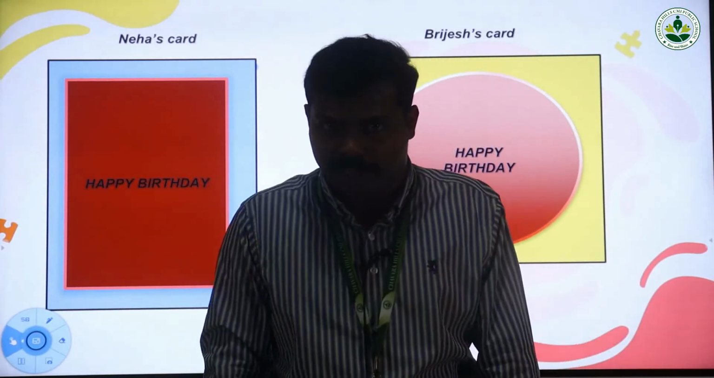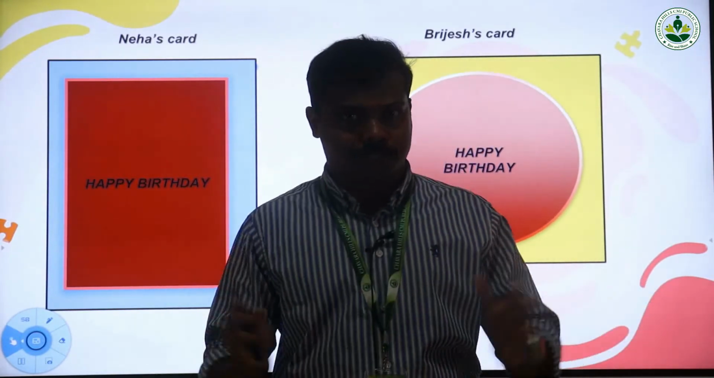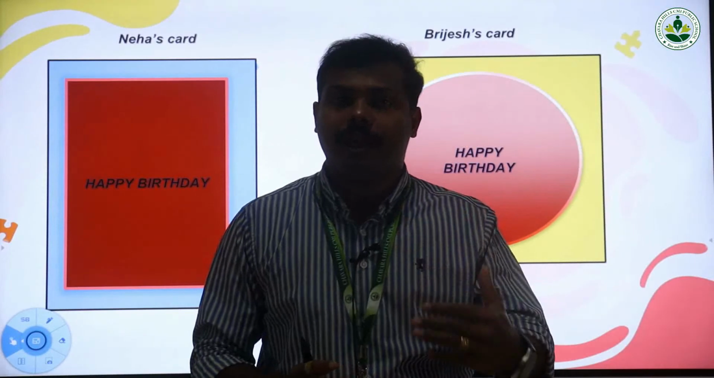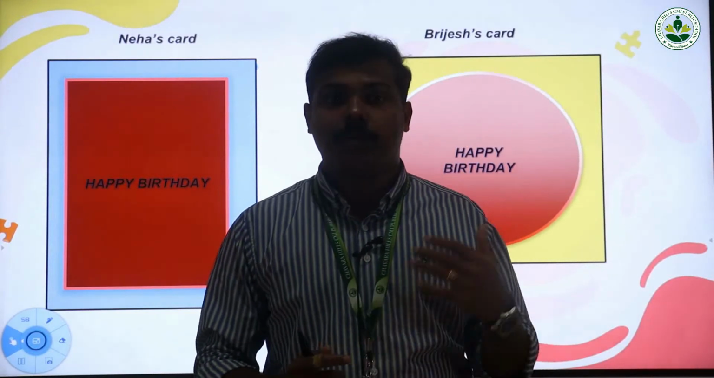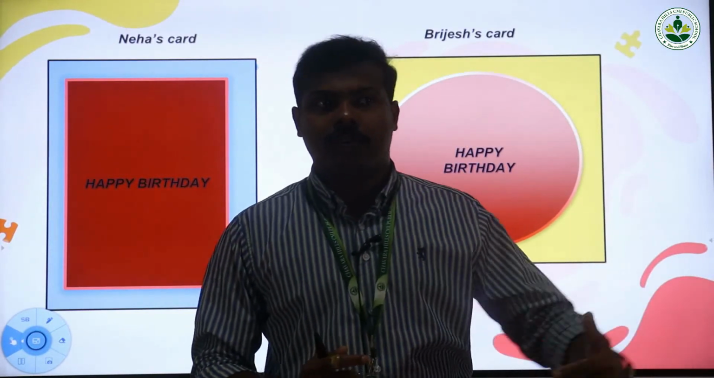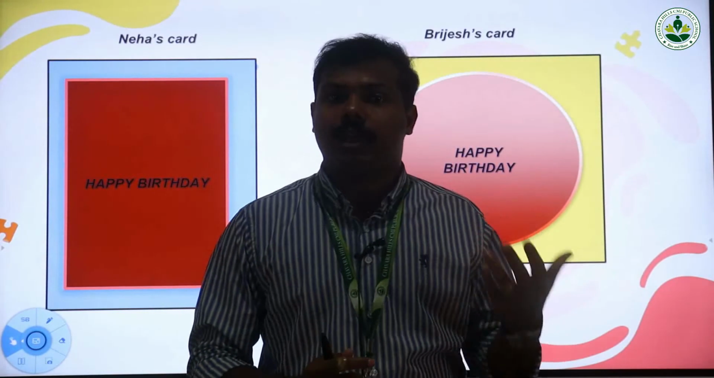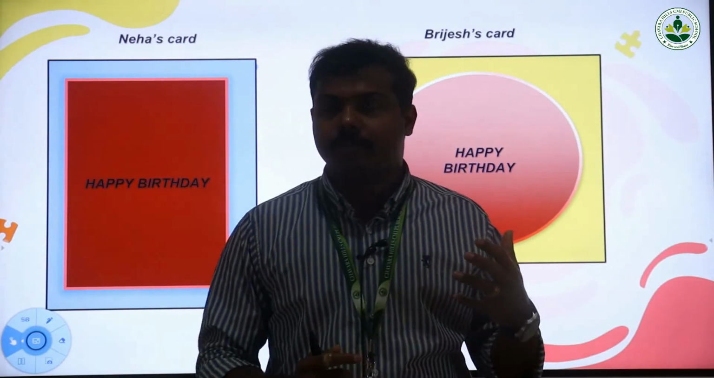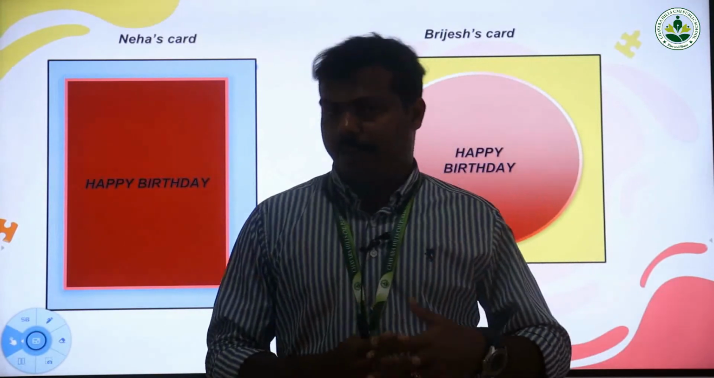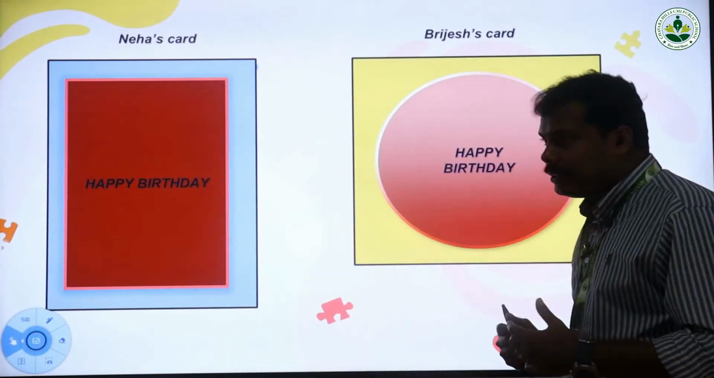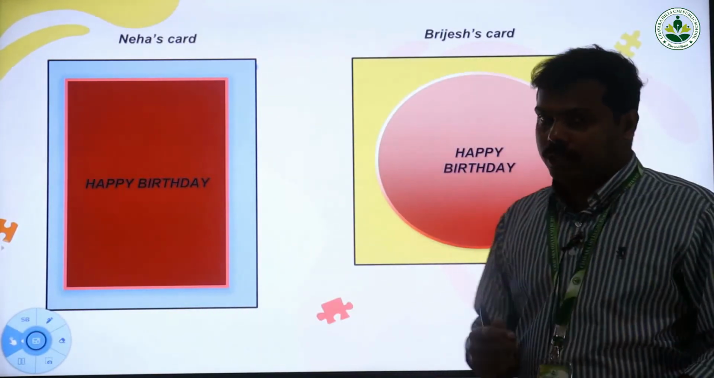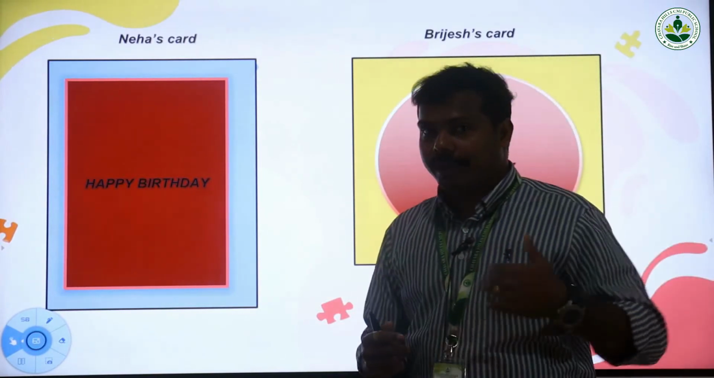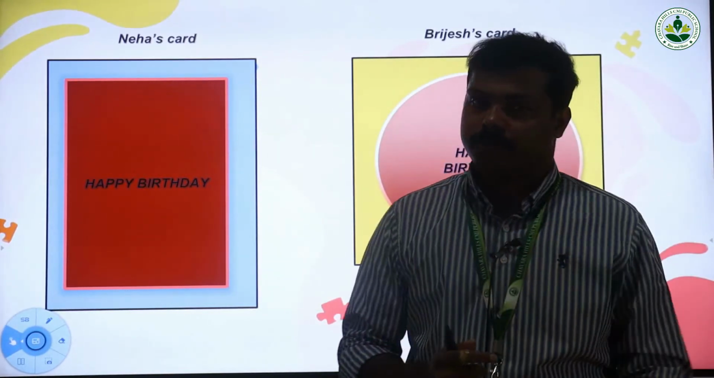First one is area. For comparing two or more shapes, we use area. To find the bigger one or the smaller one, we use area. How will you find the area of a rectangle? And what is the formula for finding the area of a square?